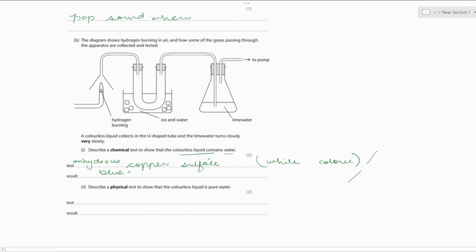Okay, what is the other test? What if you don't want to write this test? The cobalt chloride, right? It turns pink. Good. Okay. Describe a physical test to show that colorless water is pure water.